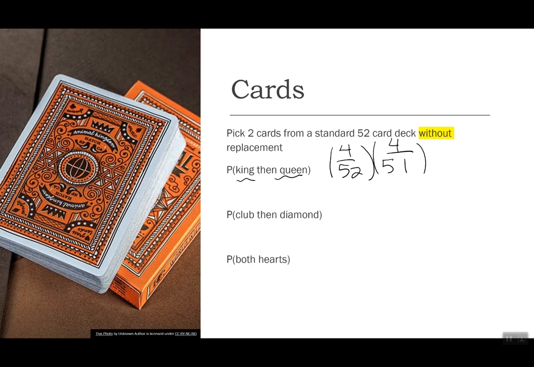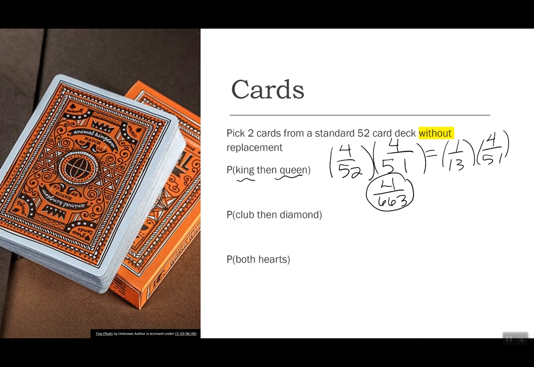Again, we can put this in our calculator. I would probably want to reduce it first. Say 4 over 52 is 1 over 13, and then times 4 over 51. 4 times 1 is 4, and then let's just multiply 13 times 51 gives us 663. Okay, so there's our first probability here.